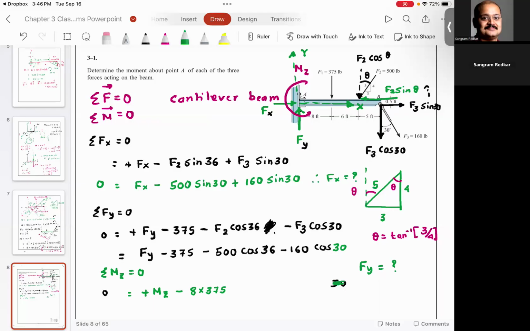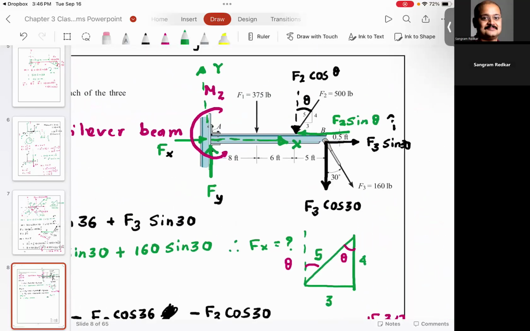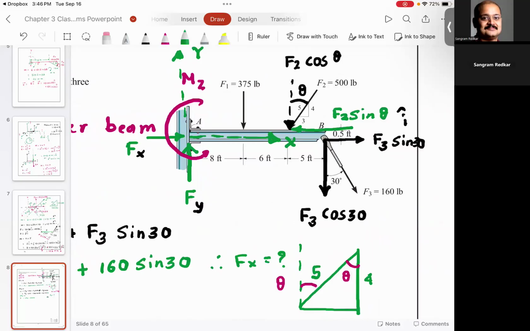Now comes the tricky part. I want you to look at this very carefully. I need to magnify this a little bit. When F2 is applied, can you see that I resolve F2 in the horizontal direction and I resolve F2 in the vertical direction? Do you agree with me? It is asking me the moment at A.